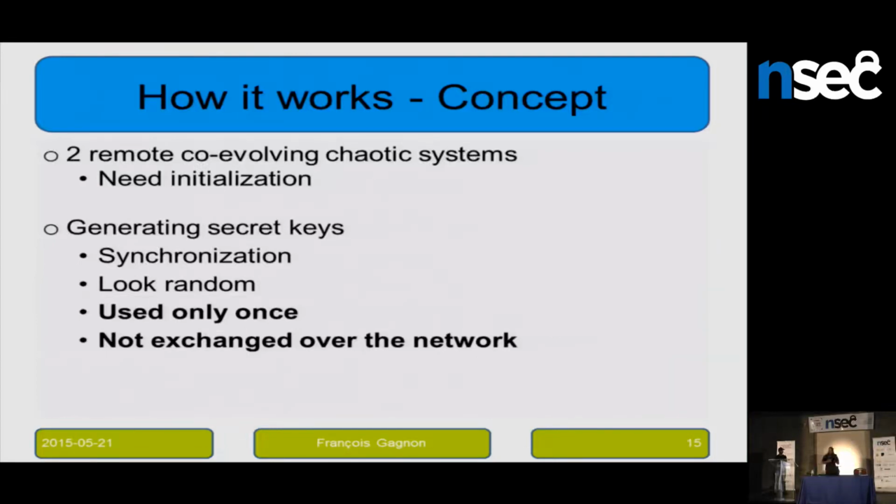A few properties that we have are that the keys will look random, and well, "look" is an important word here. We don't know yet how random they are. We haven't studied that. The theory says that it will be pretty random, but it's not clear yet what it is. They will have to stay synchronized all the way, so that's going to be a problem. We'll talk about it. Our key will be used only once. Then we throw it away. We evolve the system and generate a new key, and keys won't be exchanged over the network. The systems are evolving, and the keys are generated locally. They don't have to transit on the network.